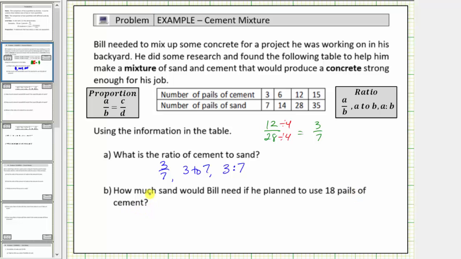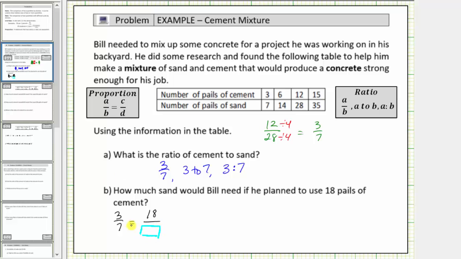For part B, how much sand would Bill need if he planned to use 18 pails of cement? Notice 18 pails of cement is not listed in the table. We can answer this question using a proportion. A proportion is formed when we set 2 rates or ratios equal to each other. Well, we know the ratio of cement to sand is 3 to 7, so we have 3 to 7 must equal, Bill wants to use 18 pails of cement, and therefore the second ratio would be 18 pails of cement to an unknown number of pails of sand.